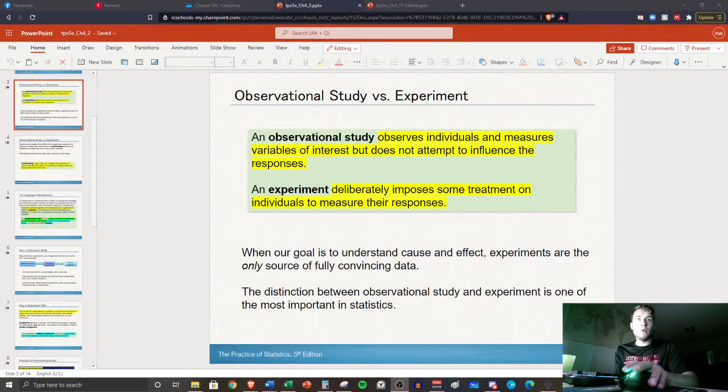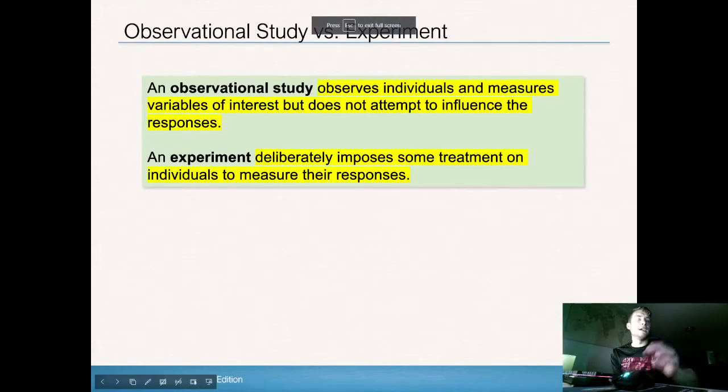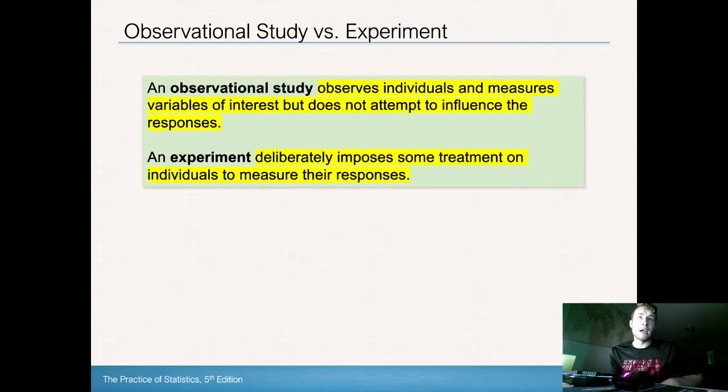All right, so if you would, to start things off, we're going to go ahead and write down these two definitions. You have what's called an observational study and an experiment. So I'll pause and let you write these down.